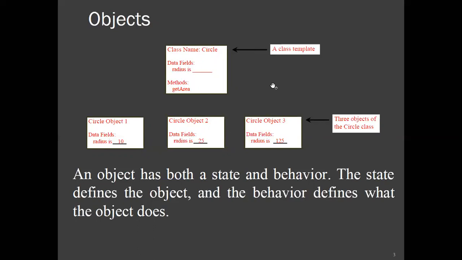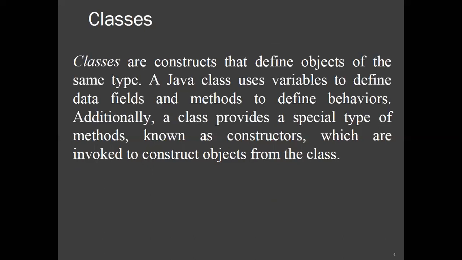A class is a collection of objects. Classes are constructs that define objects of the same type. As I told you initially, a class is a collection of similar objects. It's very, very important. The objects which consist of the same properties and behavior we group into one class. The objects which possess other behaviors and other properties we put into another class.